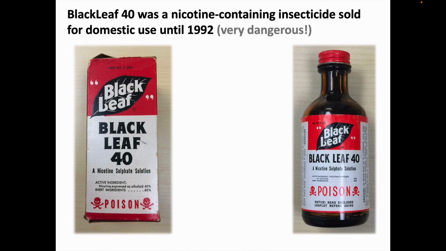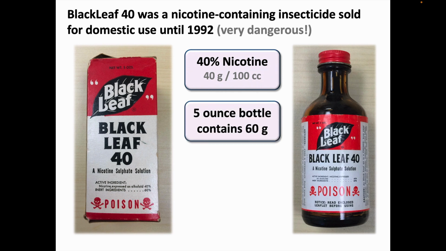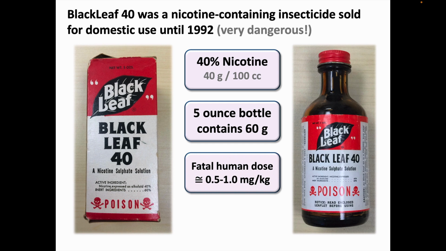Here's an example of the product called Blackleaf 40 because it contained 40%, or 40 grams per 100 cc's, of nicotine. So this 5-ounce bottle contained 60 grams, and the estimated fatal dose of nicotine in humans is between 0.5 and 1.0 milligrams per kilogram, meaning that one bottle contained roughly 1,000 fatal human doses. This doesn't mean that people were dropping dead just by using the product as directed, but there's clearly the potential for severe effects from inadvertent exposure to or ingestion of even very small amounts.